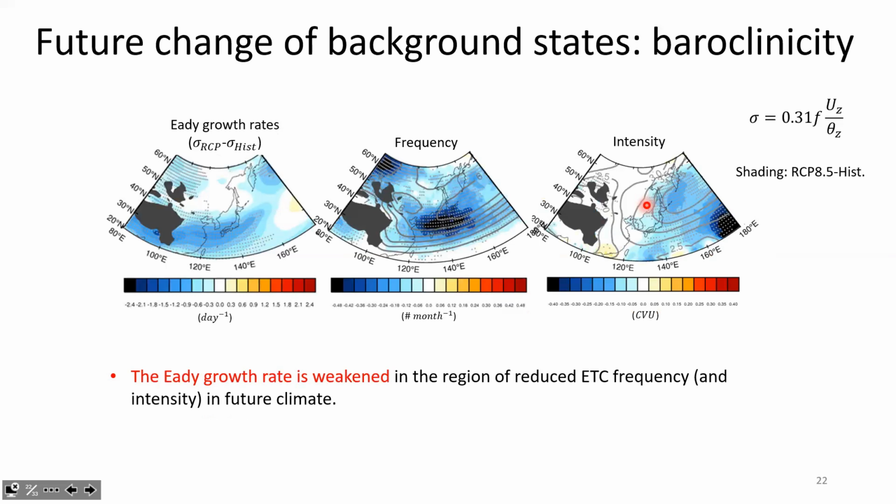This is the future change of baroclinicity in East Asia. In this study, baroclinicity is measured by the Eady growth rate, and the left figure is the temperatures. As you can see, the Eady growth rate is weakened downstream of the Tibetan Plateau and over some part of the ocean. So this region is the upstream region of the reduction and weakening of East Asian cyclones in our warming climate. So it implies that this weakened baroclinicity could contribute to the future change of East Asian cyclones.